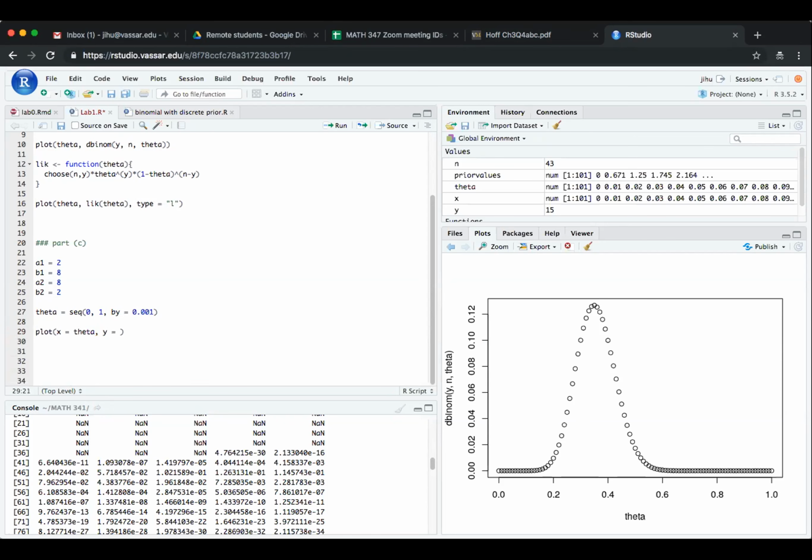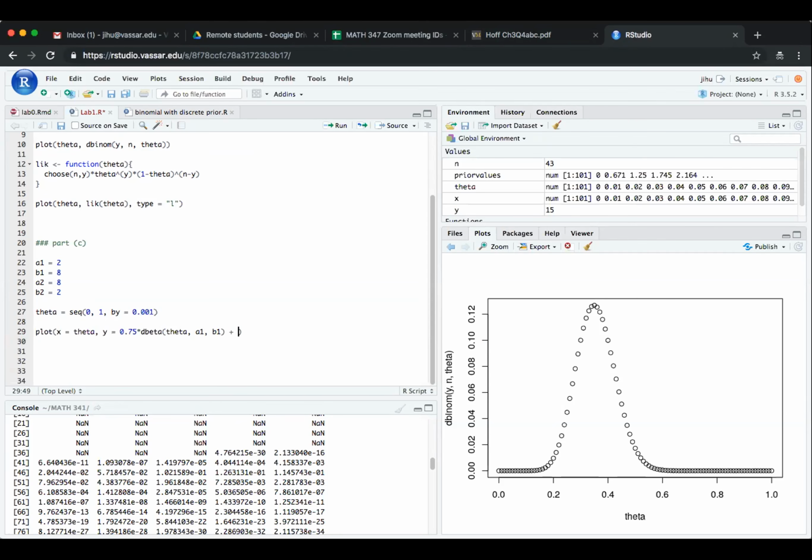For the mixture prior, I know it's 75% from the beta 2.8. Since I'm trying to get the density, I should use the dbeta function. For dbeta, I need to input the theta values, as well as A1 and B1, which is 2 and 8 in our setting. You can input 2 and 8 directly over here, but if you initialize them outside, you can change them more easily. So this is the first part, the 75% contribution from the first beta.